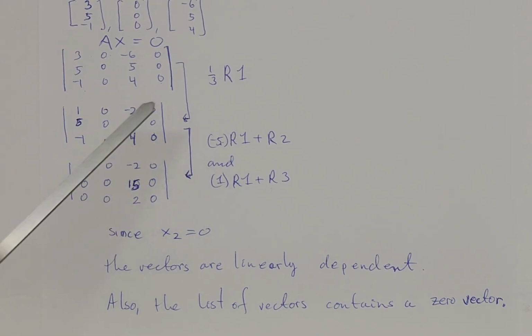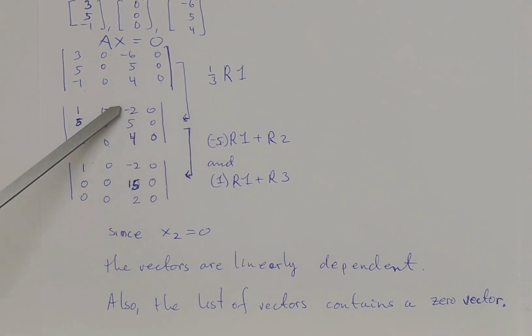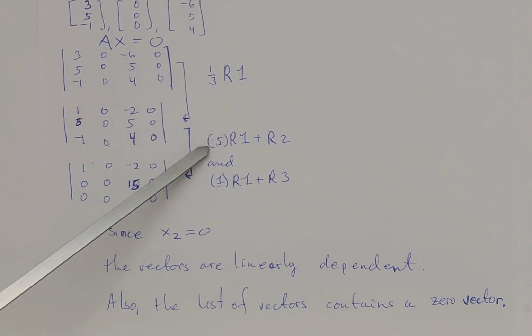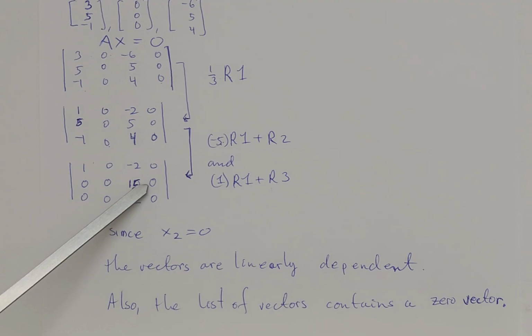Okay, one more time. -5 times 1 is -5, plus 5 gives me 0. -5 times 0 is 0, plus 0 is still 0. -5 times -2 gives me +10, and 10 plus 5 gives me 15. -5 times 0 is 0, and 0 plus this 0 equals this 0.